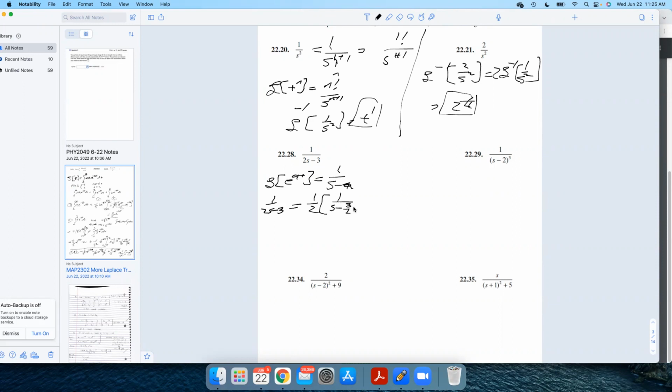So I pulled a 2 out from the bottom. Now it looks like this. a is 3/2. So the inverse Laplace transform of what I have here, the 1/2 just comes along for the ride because this is a linear operator. And I get e to the 3/2 t. a is positive 3/2. There's a minus built into the formula.